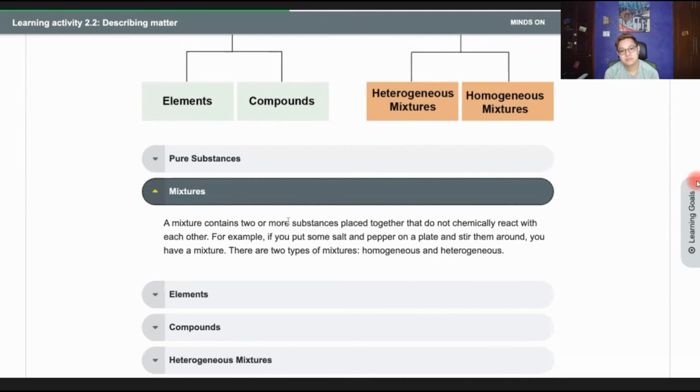A mixture contains two or more substances placed together that do not chemically react with each other. For example, you put some salt and pepper on a plate and stir them around. You have a mixture. There are two types of mixture, homogeneous and heterogeneous.